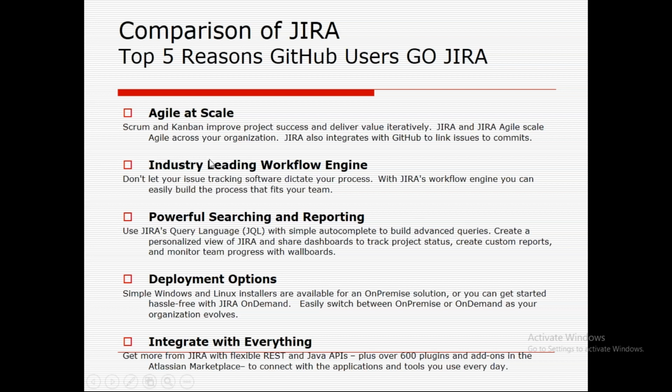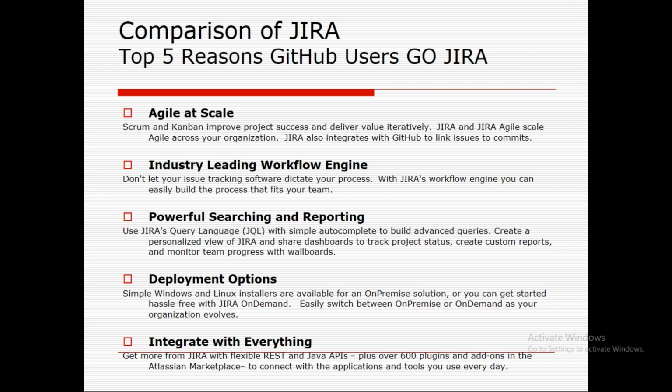So why do we need to use Jira? It supports agile projects. The workflow can be modified as per your project or your organization. It is a powerful searching and reporting tool. You can create a number of reports and submit them, and integrate with every other application and the various deployment options that you have.